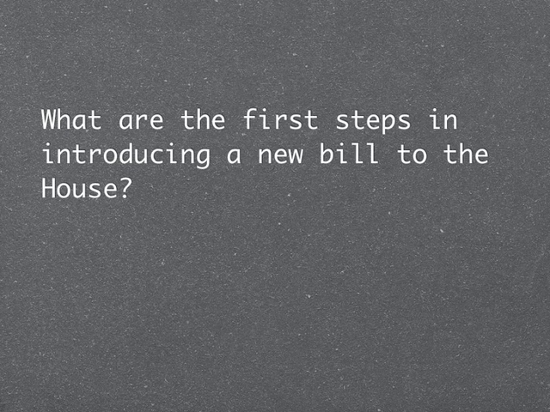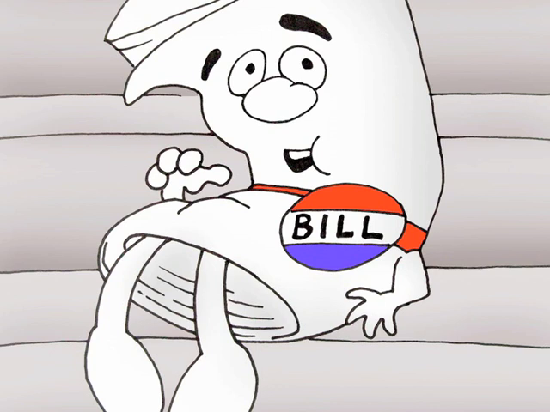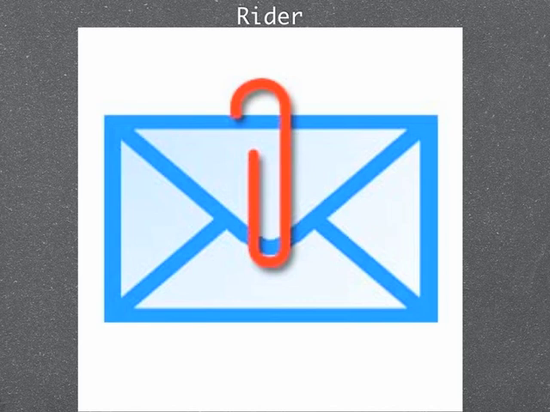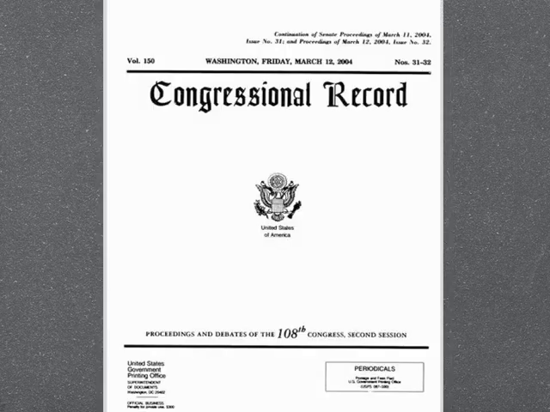What are the first steps in introducing a new bill to the House? A bill is a proposed law presented to the House or Senate for consideration. A bill or resolution usually deals with a single matter, but sometimes a rider dealing with an unrelated matter is included. The clerk of the House numbers each bill, gives it a short title, and enters it into the House Journal and the Congressional Record for the day. With these actions, the bill has received its first reading.